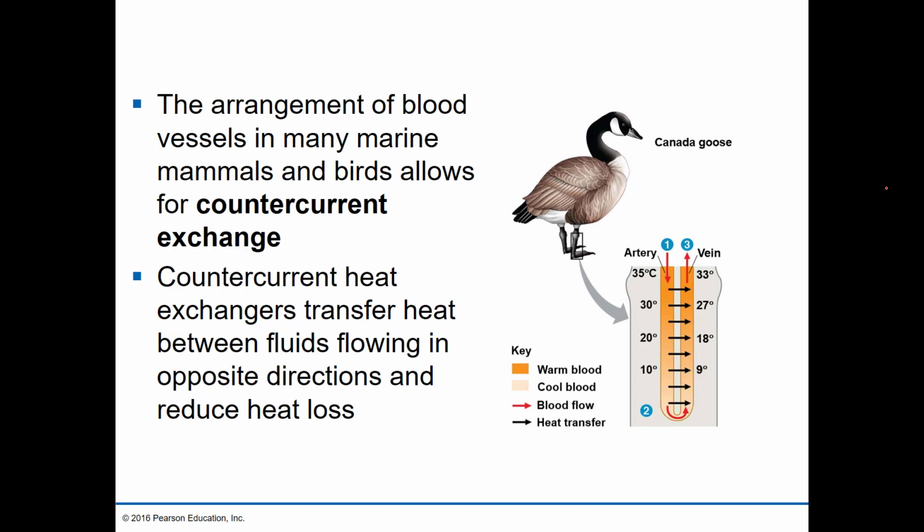Also, a lot of times the arrangement of blood vessels allows for this kind of countercurrent exchange. Like in Canadian geese and their legs, the legs are exposed. They don't have feathers to protect them, right? Warm blood will travel down an artery and cool off as it gets closer to the heel of the foot, and then transfer over to a vein where it will come back and warm itself back up again.